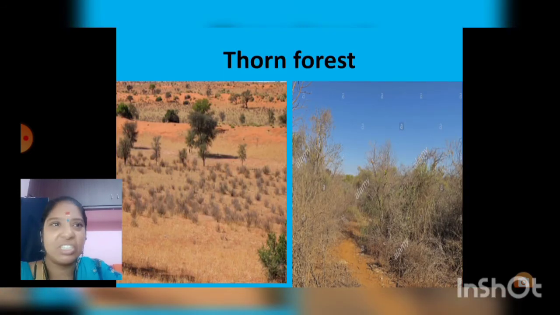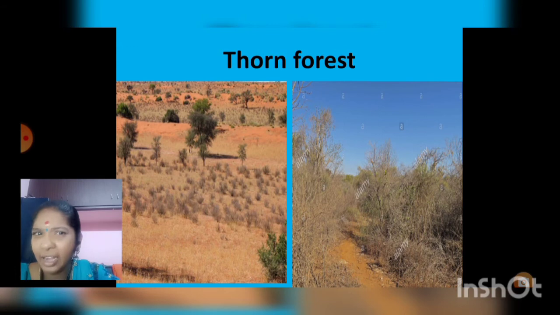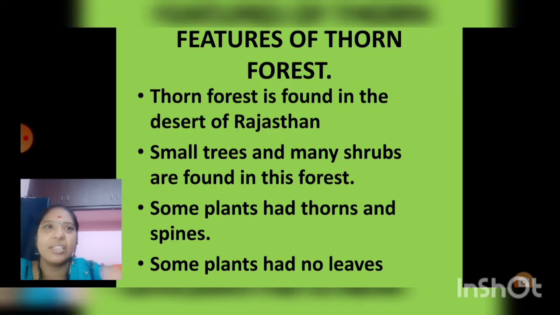Next comes the thorn forest. While seeing the image itself, you can find that it looks like a desert. Yes, thorn forest is a forest along with the desert. So the features of thorn forest: thorn forest is found in the desert of Rajasthan. Where is it located? It is located in Rajasthan.